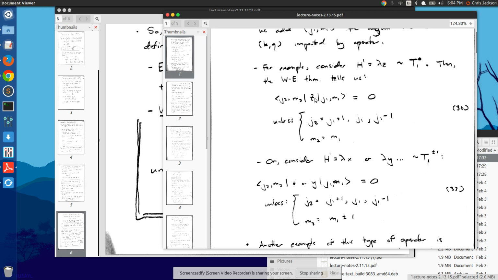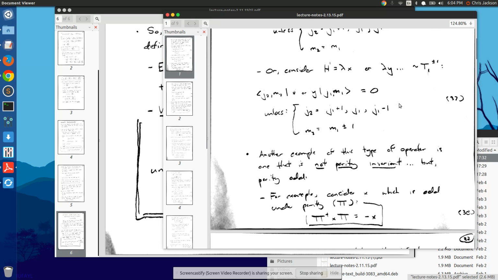I can just use the Wigner-Eckhart theorem, which tells me that J2 has to be J1 plus or minus 1, or run from J1 plus 1 down to J1 minus 1, from the addition of angular momentum. And that M2 has to be equal to M1, because it's not imparting any angular momentum in the Z direction.